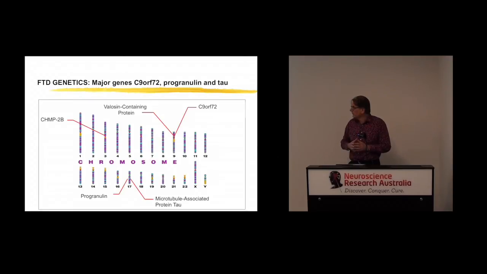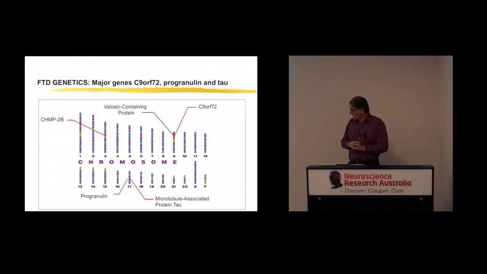Now, there have been a lot of developments in gene identification. There are a number of genes that can cause FTD. Some of them are extremely rare, like the valosin-containing protein. The first two that were discovered are at the bottom. You can have defects in the gene that codes for tau.